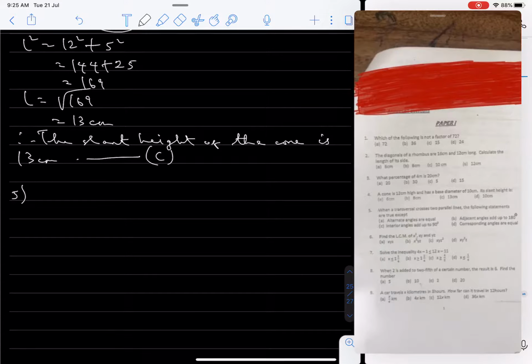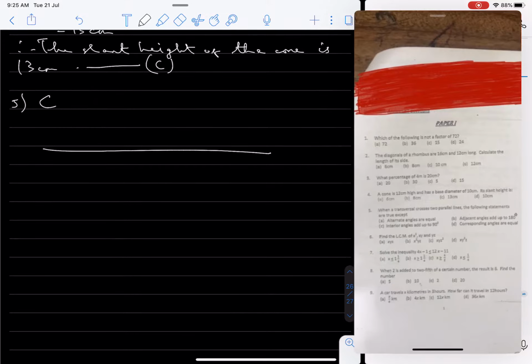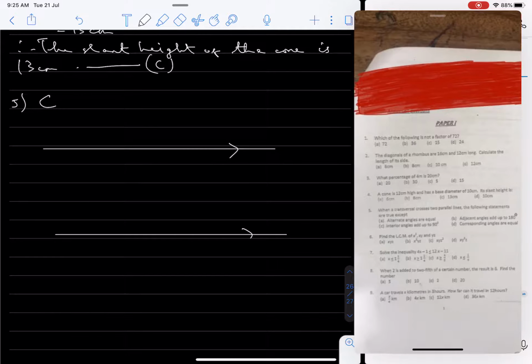That's correct. Interior angles add up to 90 degrees. That's not correct. Corresponding angles are equal. So the correct answer is C. This is what they mean if these are two parallel lines, and this is a transversal across them. Interior angles don't add up to give 90.